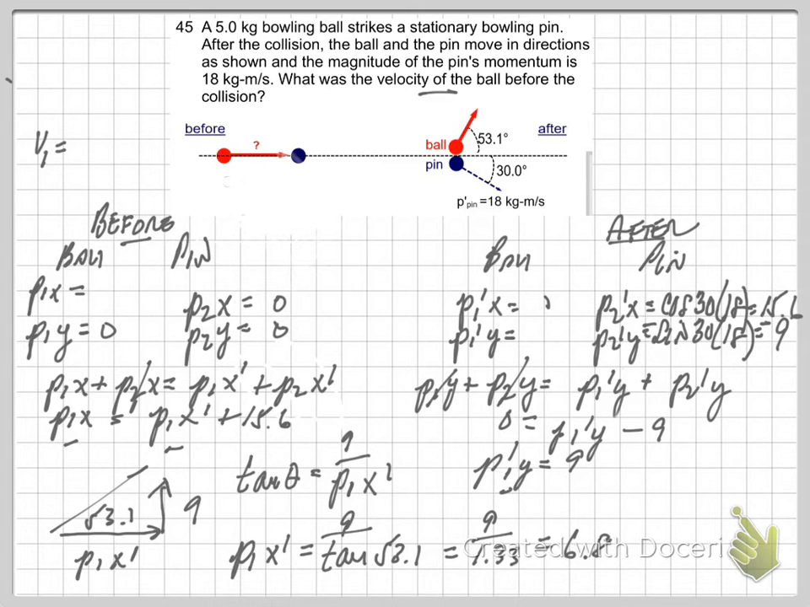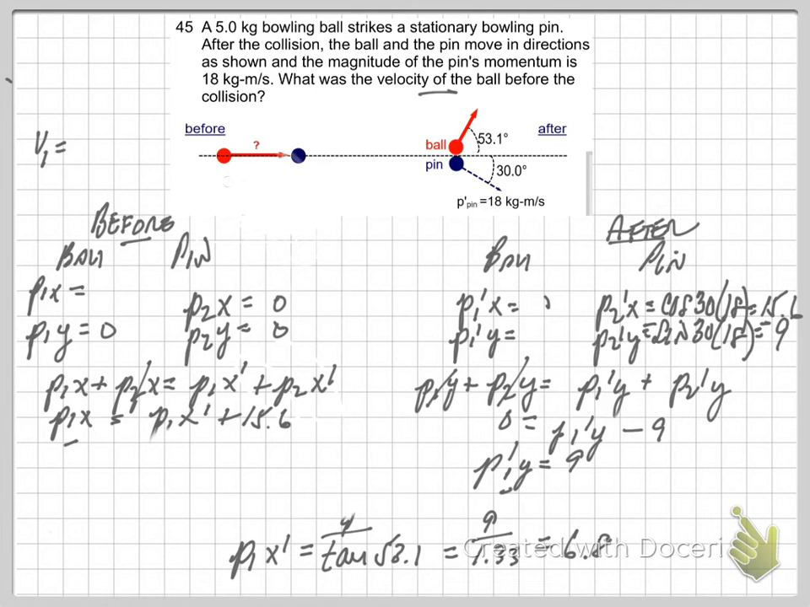Let's get some room here. We want to erase this. So let's solve for P1x equals P1x prime, which we said was 6.8, plus 15.6. So the momentum in the x direction of the ball initially is 6.8 plus 15.6, which is 22.4.